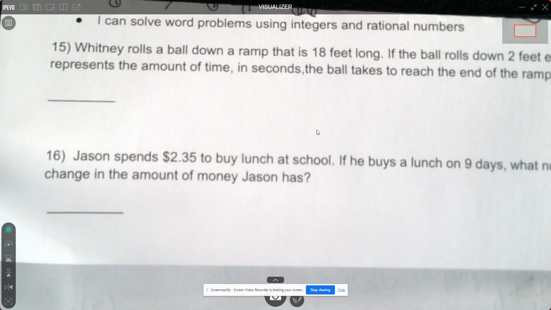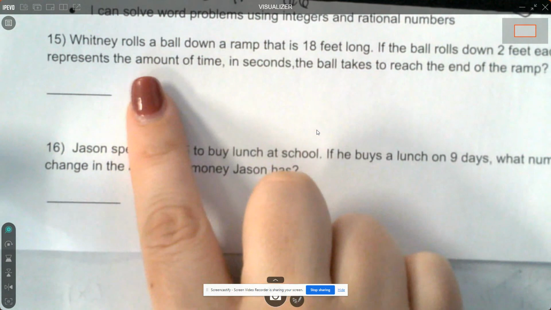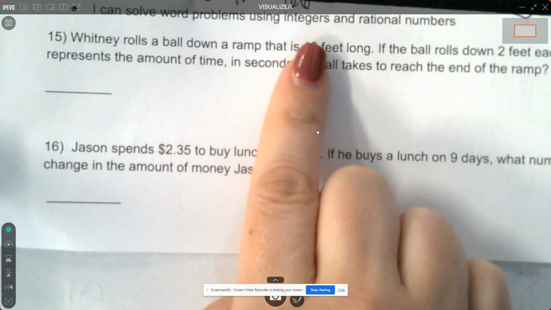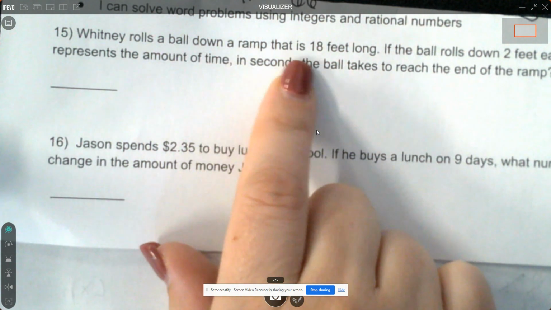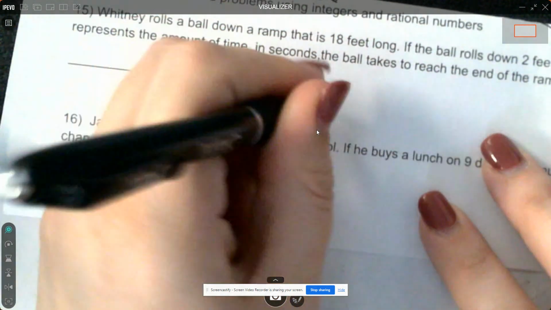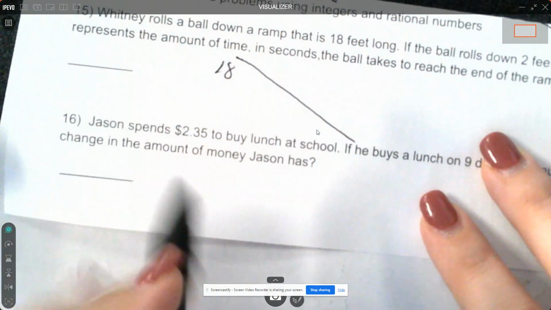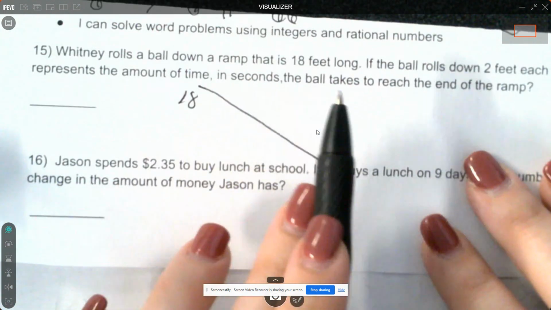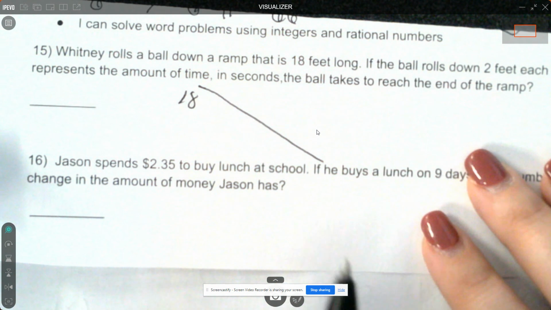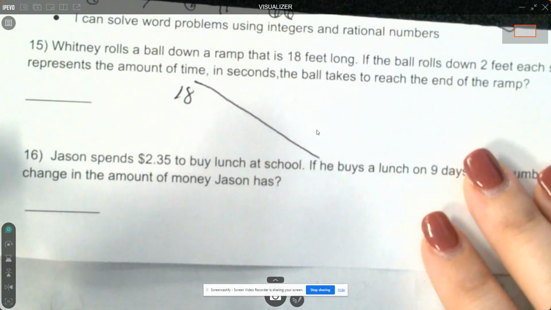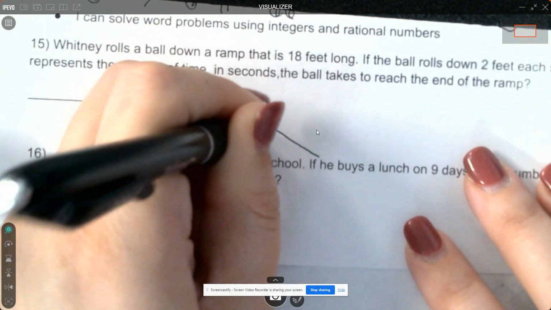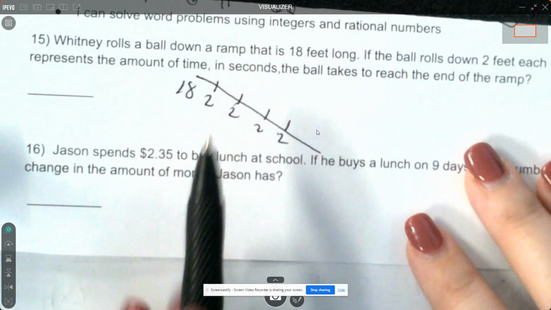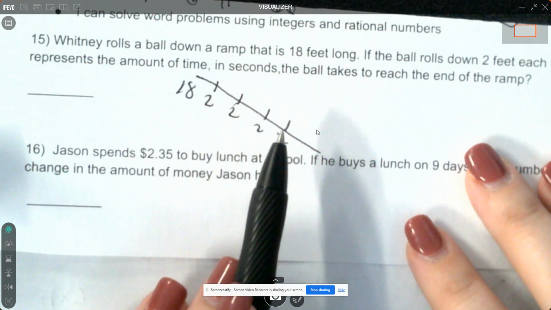We haven't done a lot of word problems in class, but you will have a couple on your test. So number 1, it says I can solve word problems using integers and rational numbers. So Whitney rolls a ball down a ramp that is 18 foot long. So you have a big ramp that's 18 foot long. If the ball rolls down 2 feet each second, which integer represents the amount of time that it takes to get to the end? So it goes 2 feet, 2 feet, 2 feet, and so on.